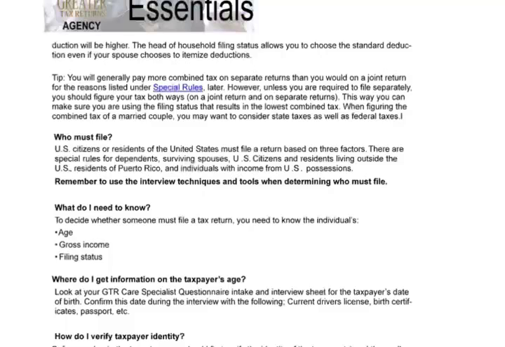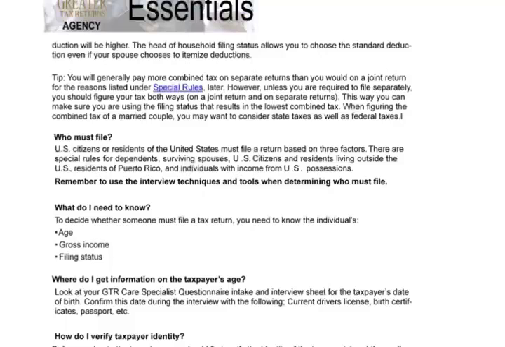Okay, what do you need to know? First of all, you need to know the gross income, the age, and the filing status. Where do you get information on the taxpayer's age? Basically, it's on the questionnaire. They'll put their age, and also the driver's license is the best way to get their age, and it's usually current. Now, how do I verify taxpayers' identity?